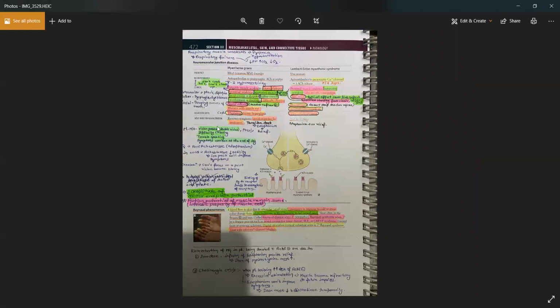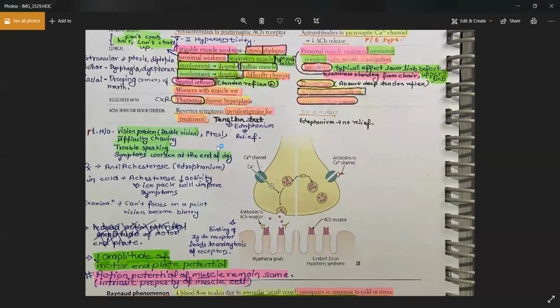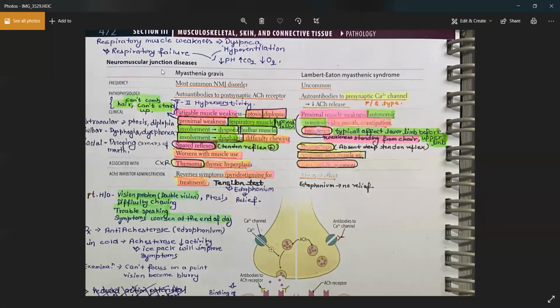Now come the neuromuscular junction diseases. We have two diseases: one is myasthenia gravis, and second is Lambert-Eaton myasthenic syndrome. In myasthenia gravis, you have antibodies against the acetylcholine receptors, which are involved in muscle contraction. While in Lambert-Eaton syndrome, you have antibodies against the presynaptic, please note the location, presynaptic calcium channels, which are responsible for the release of acetylcholine.